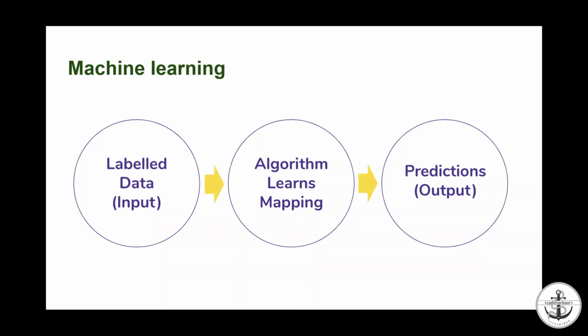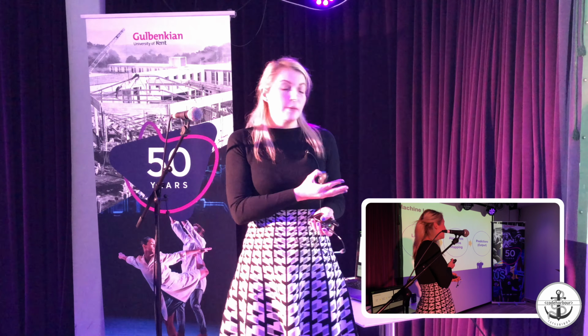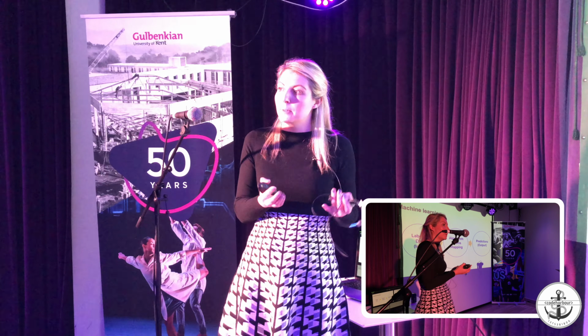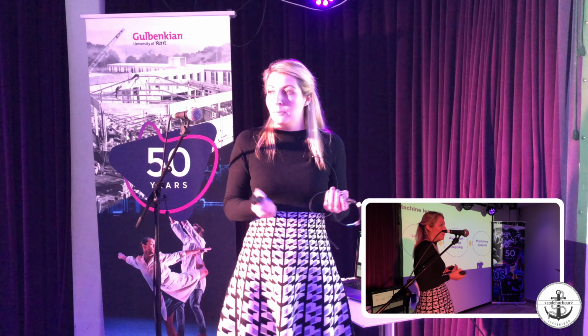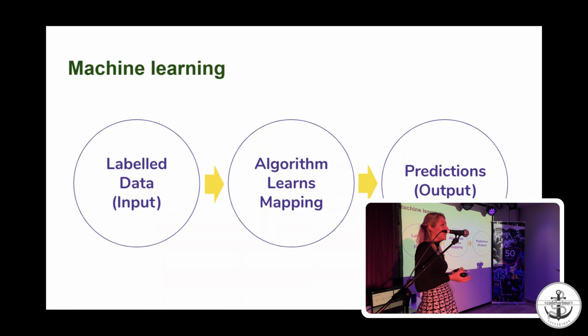For the purposes of this talk, I'm going to be talking about supervised machine learning just to keep it simple. With supervised machine learning, we have some data and we have some labelled data which are inputs. And we feed those to an algorithm, and the algorithm learns the mapping between the inputs and the outputs. The goal of machine learning is that the algorithm can learn the mapping well enough to, with a reasonable degree of accuracy, correctly predict the outputs on unlabelled data.